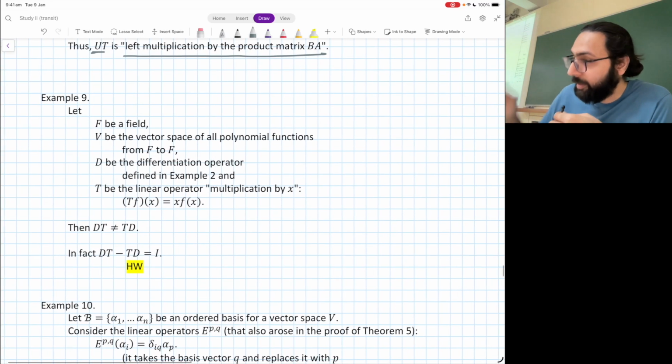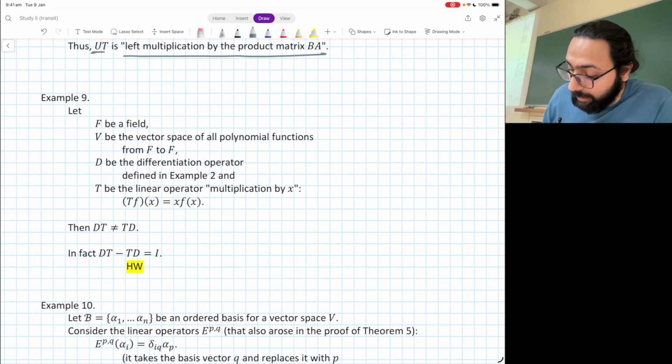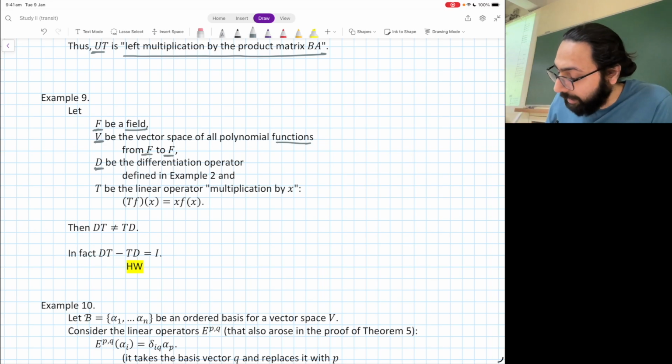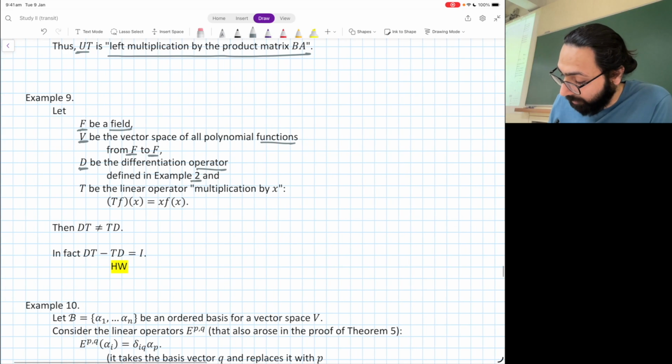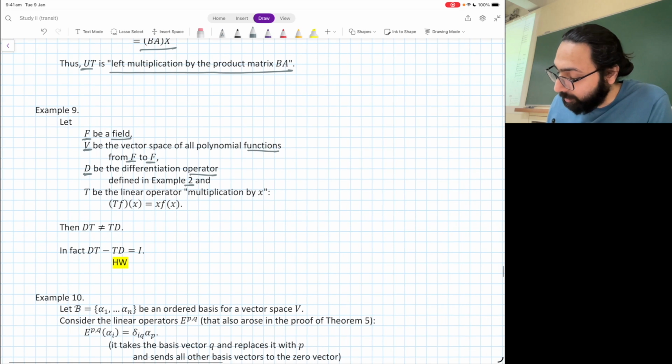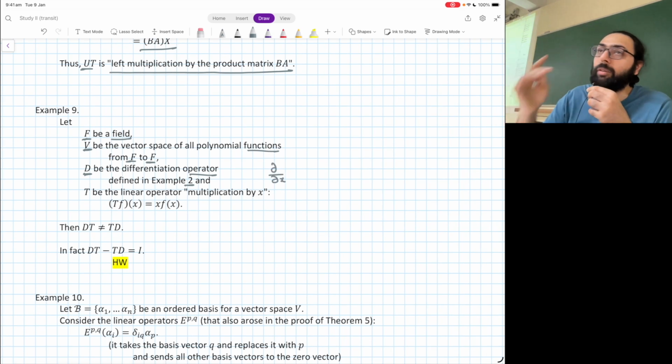Another example we look at now is example 9. It says let F be a field, let V be the vector space of all polynomial functions from F to F, and let T be the differentiation operator defined in example 2. The differentiation operator is basically d by dx. You're just removing one of the x's.